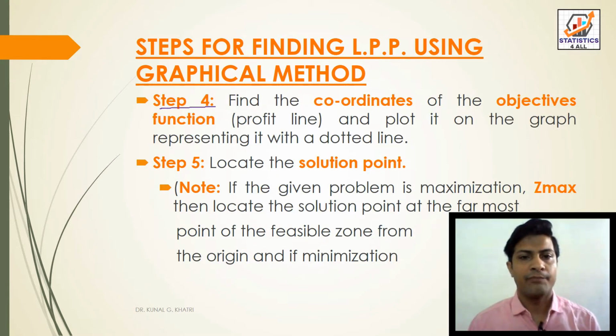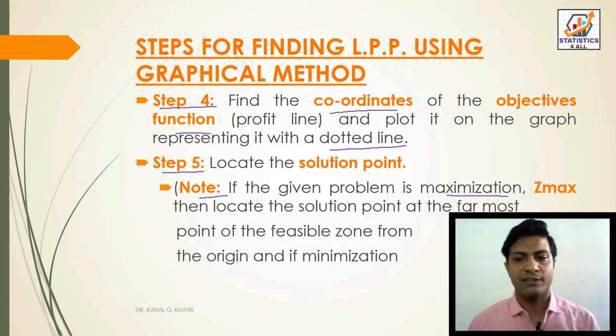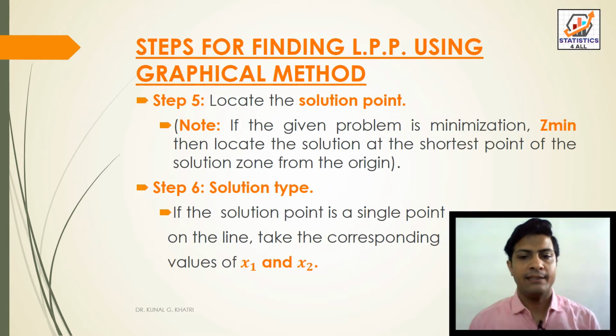Step 4. Find the coordinates of the objective function profit line and plot it on the graph, representing it with a dotted line. Step 5. Locate the solution point. Note, if the given problem is maximization, that is Z max, then locate the solution point at the farthest point of the feasible zone from the origin, and if minimization, that is Z min, then locate the solution at the shortest point of the solution zone from the origin.